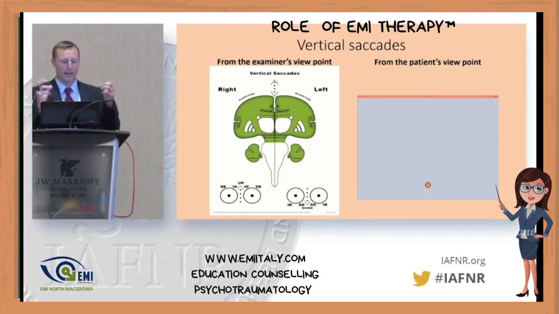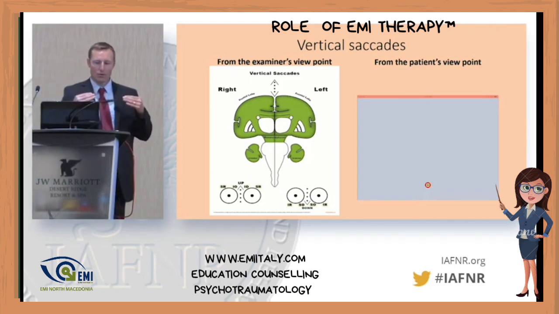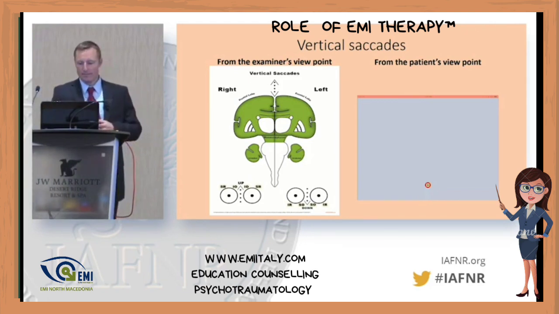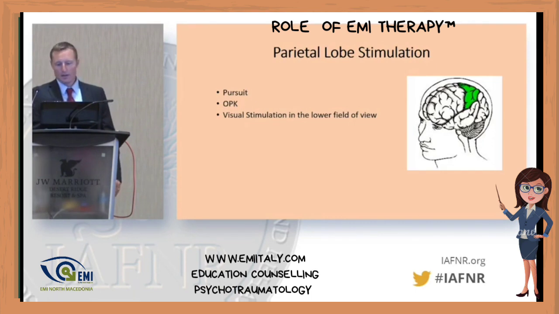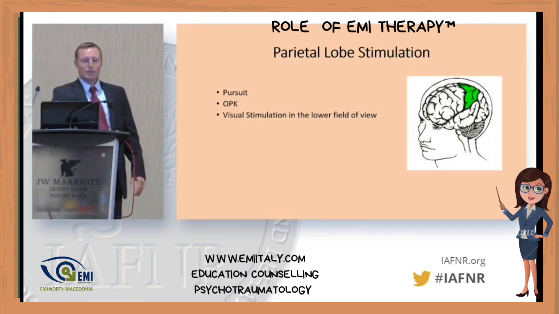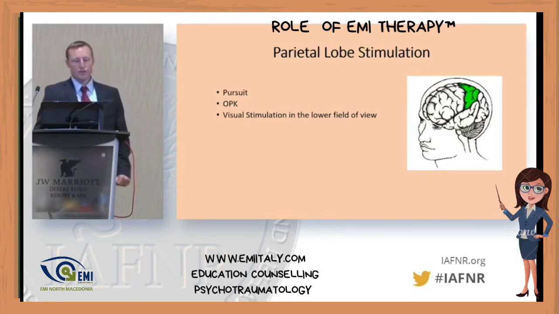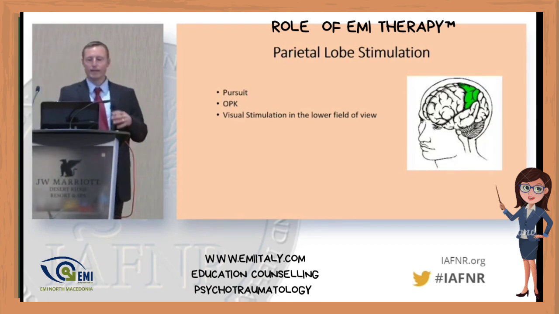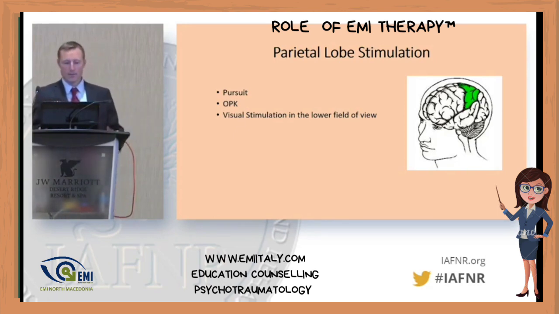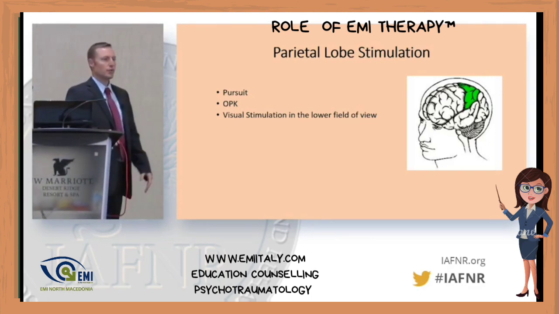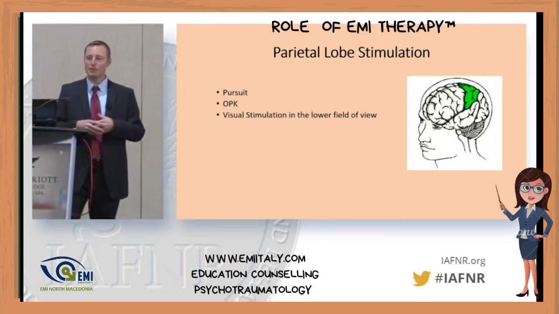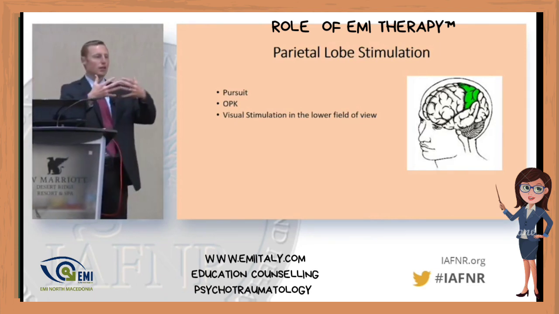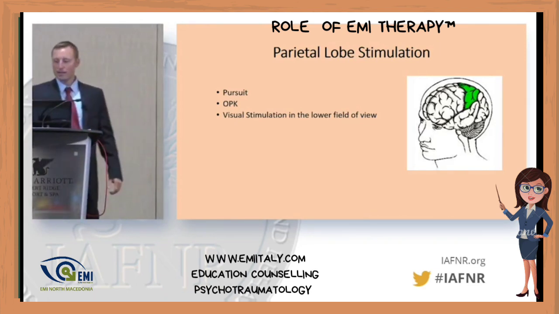Bilateral frontal, bilateral cerebellum, and bilateral midbrain or mesencephalon. If you want to stimulate the parietal lobe, then you want to use your pursuits. Of course, the optokinetic system will do that too. If it's OPK, the slow phase or the pursuit phase of the OPK is more parietal. And from a visual field standpoint, if you're familiar with hemi-stim, a visual stimulation in the lower field of view would stimulate the parietal lobe.